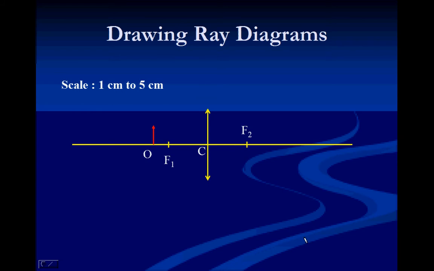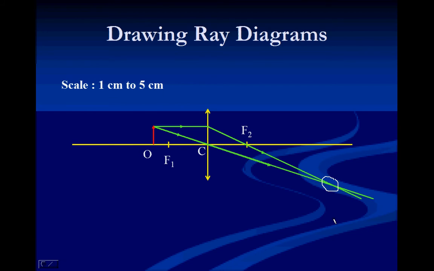The first ray will start usually from the tip of the object, parallel to the principal axis, and once you touch the center of the lens, you will deviate down and cut through point f2 on the other side of the lens. So this is the first ray. The second ray will start from the tip of the object, and it will pass through the optical center without any deviation and will intersect the first ray, usually at one point on the other side of the lens. So this point is where the image of the object will be.